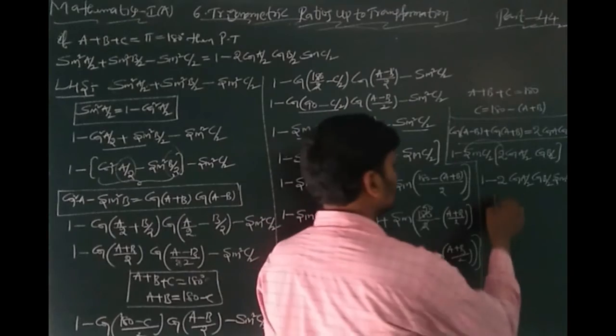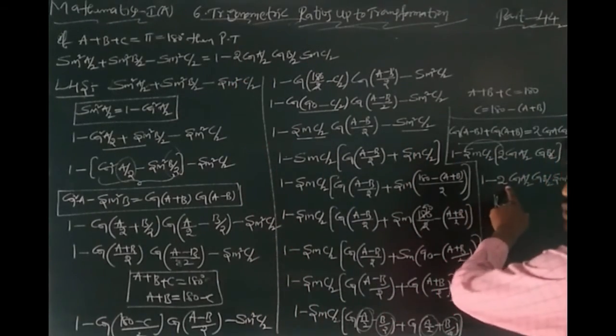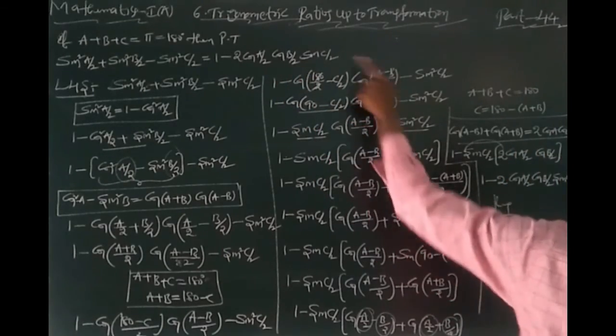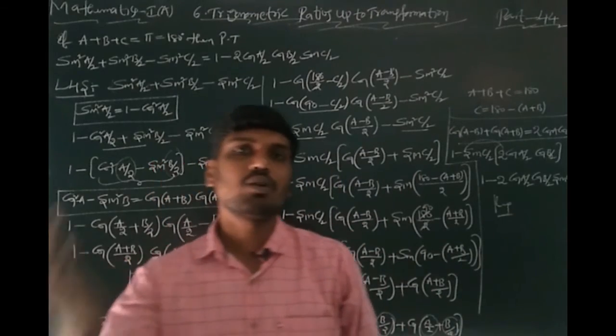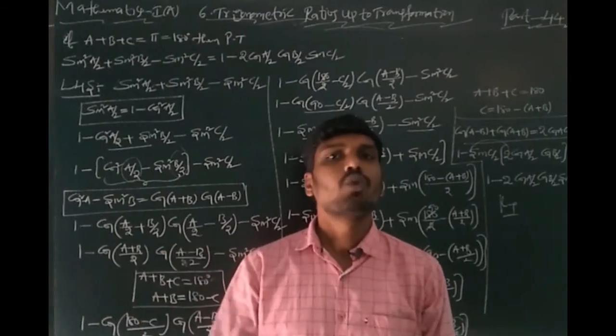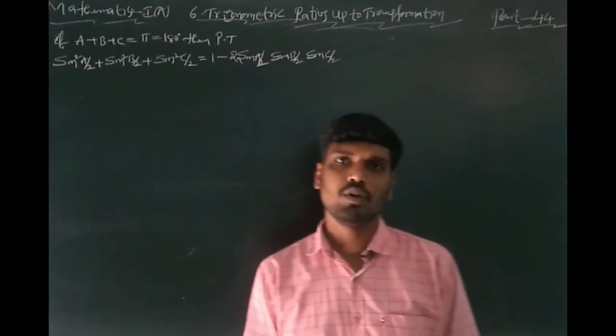Correct or not, check students? 1 minus 2 cos A by 2, cos B by 2 and sin C by 2. This is the RHS part, then LHS is equal to RHS. This is one more model problem in this square model. Today's assignment problem or homework problem in this model.